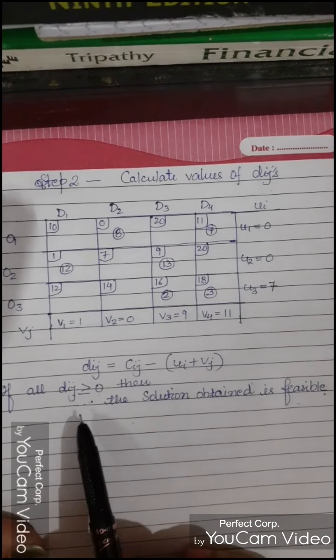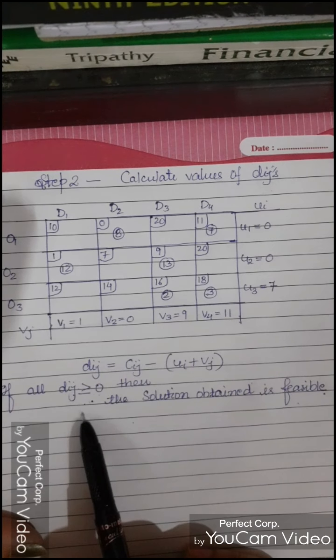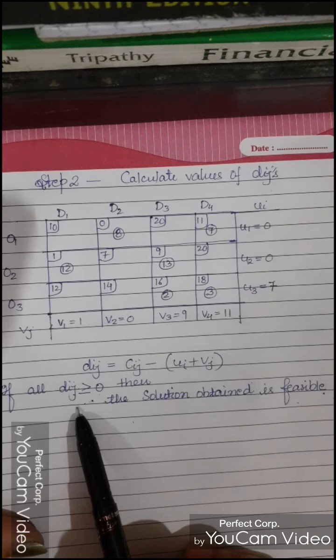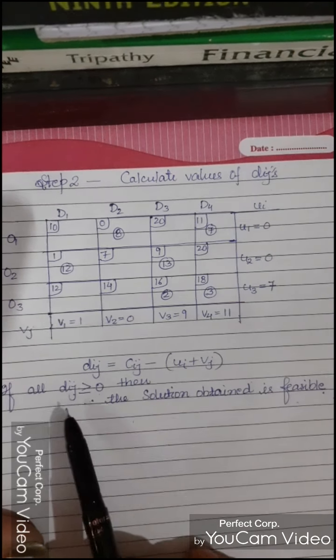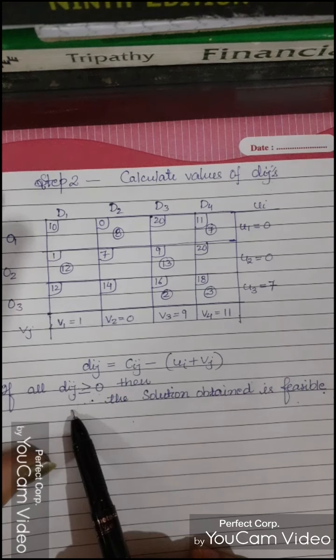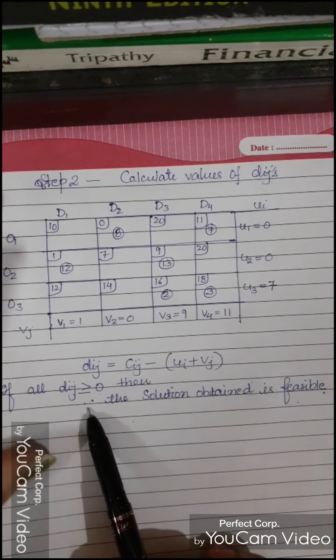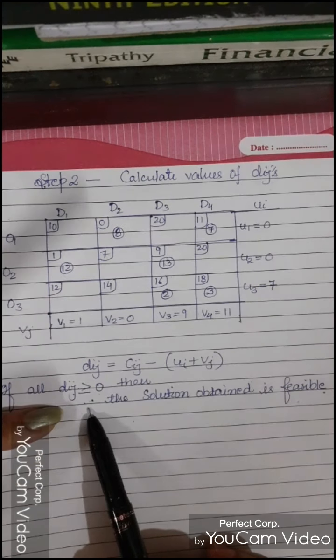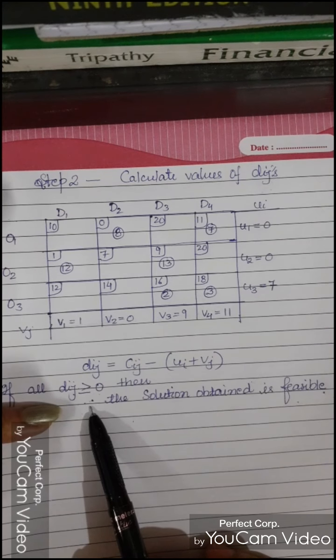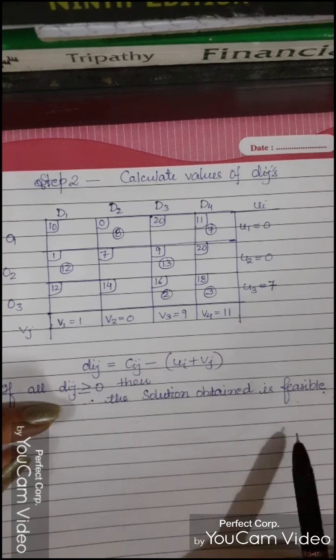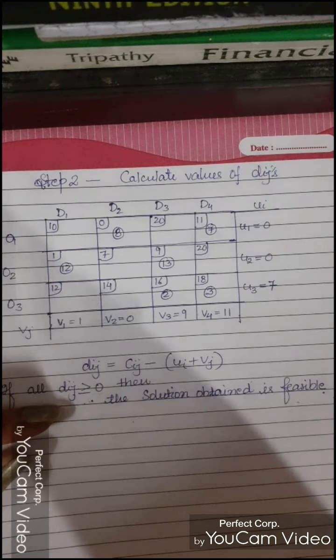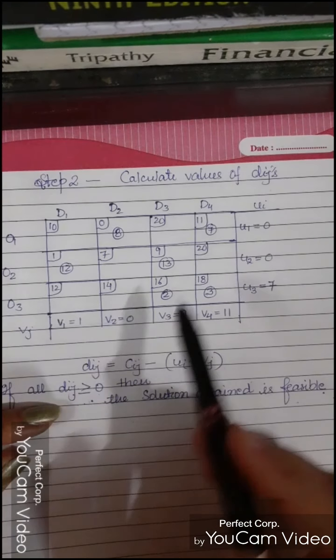But if it doesn't happen, that means if we don't get all the Dij's greater than or equal to 0, and we get any one or a few Dij's less than or equal to 0, then we have to move to the next step, or we have to use some steps to remove that problem and get all the Dij's greater than or equal to 0. So we will study further about that.